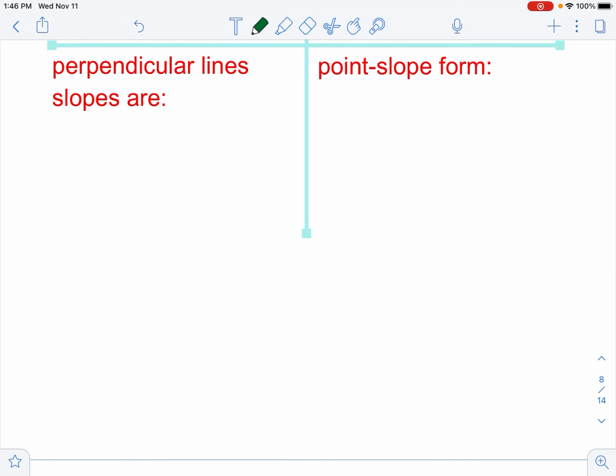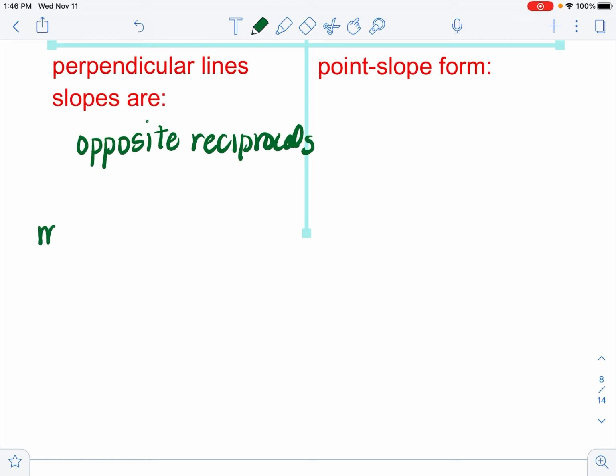All right, next we need to know about perpendicular lines. What do we know about perpendicular lines' slopes? We know their slopes are opposite reciprocals. Okay, so we need to know opposite reciprocals.